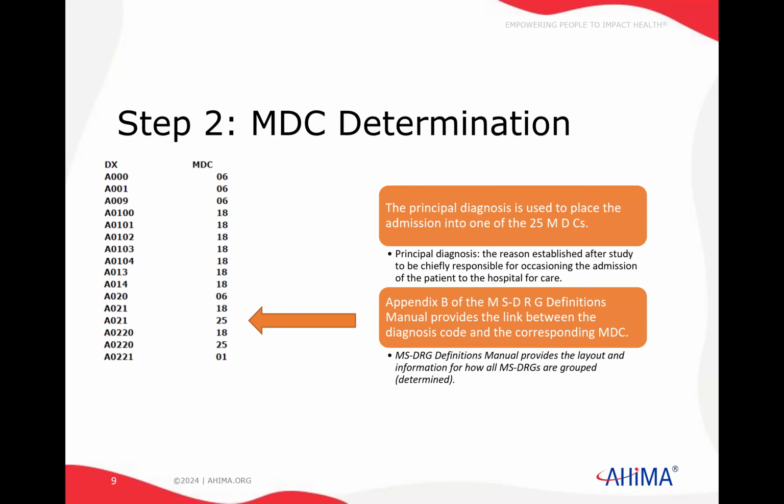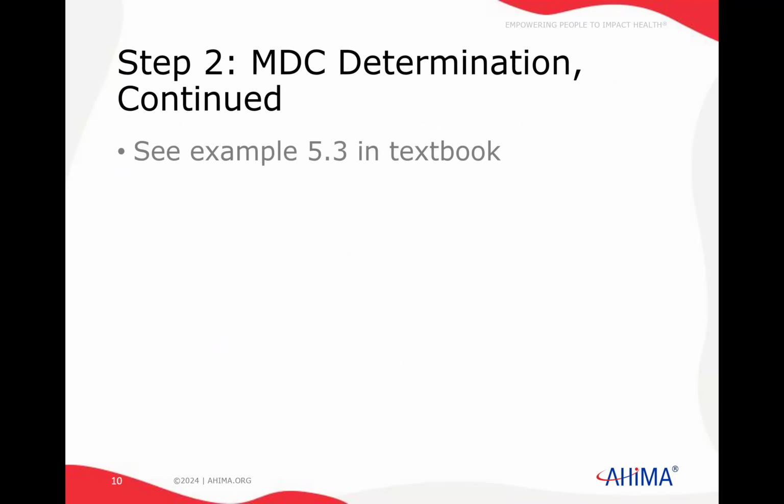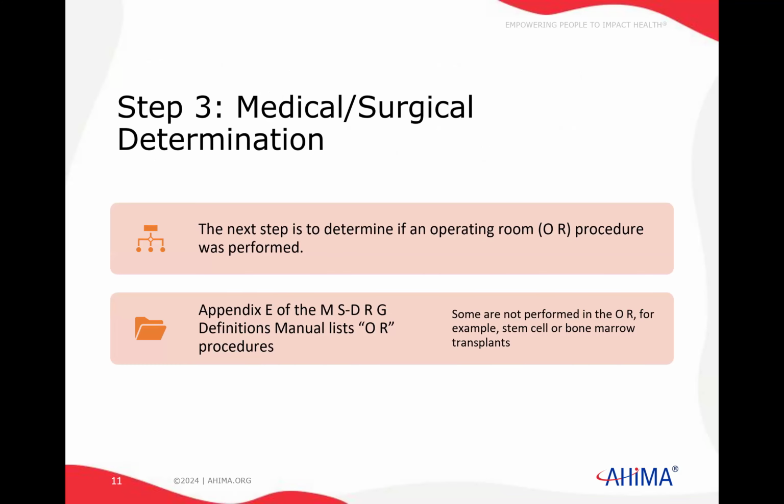Appendix B of the MSDRG definitions manual has the link between the diagnosis code and the corresponding MDC, as you can see here. And you see some more examples in 5.3 in your text. And the next step is to determine if an operating room procedure was performed. And you can view that in Appendix E of the MSDRG definitions manual, where it lists OR procedures.